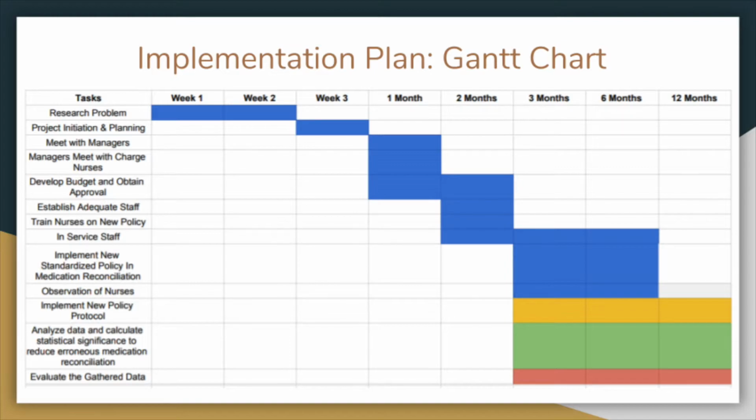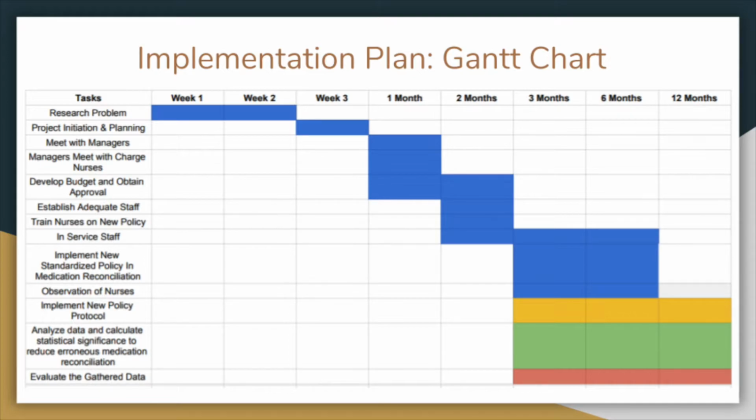First, we identify the research problem, which takes approximately 1 to 2 weeks. We then come up with a project and plan in week 3. After we develop a project and plan, we take the first 2 months to meet with managers. Managers meet with charge nurses. We develop a budget and obtain approval. We establish adequate staff. Then we train nurses and in-service staff. During the 3 to 6 month period, we implement the new standard policy for medication reconciliation. We also observe the nurses and the implementation of this new policy protocol.